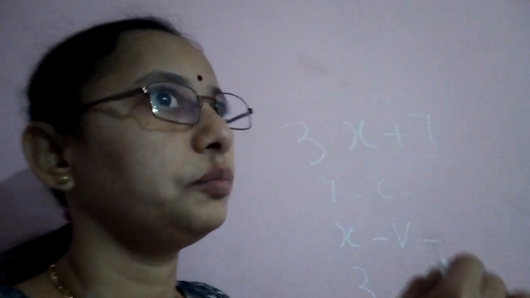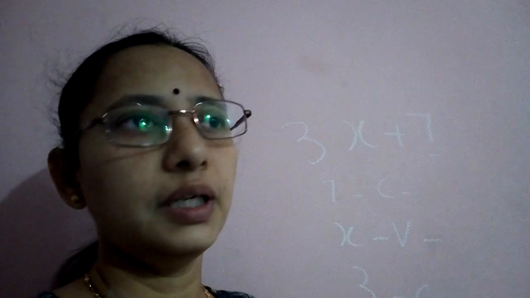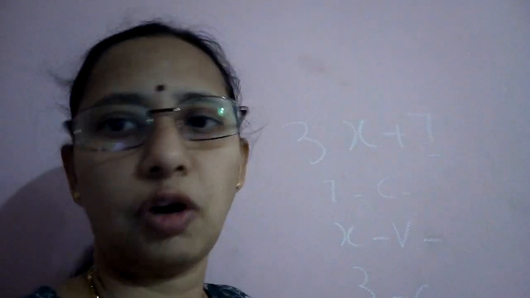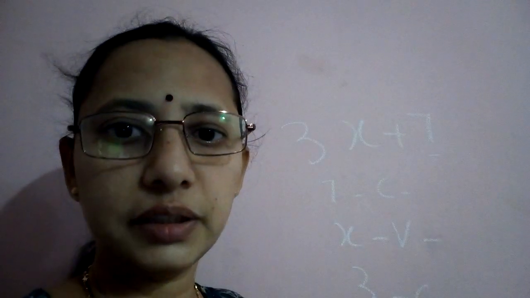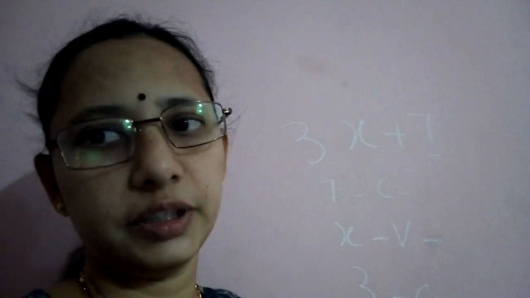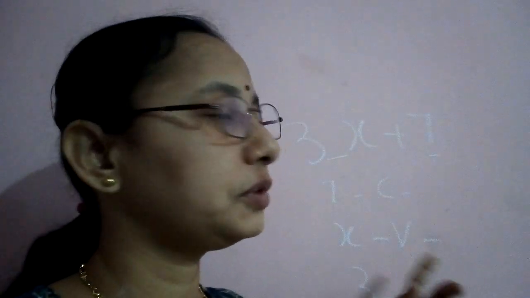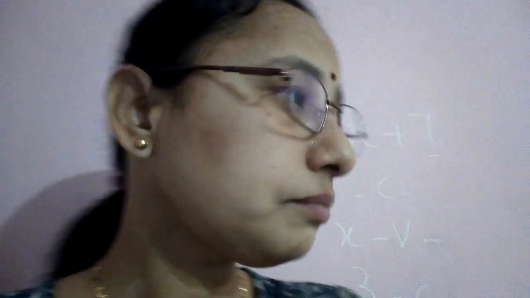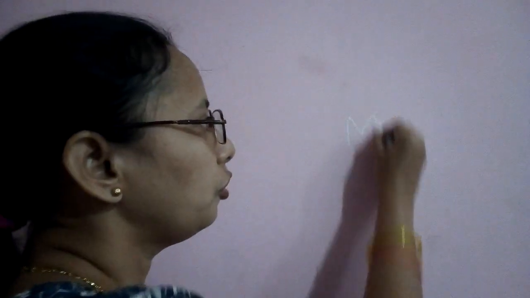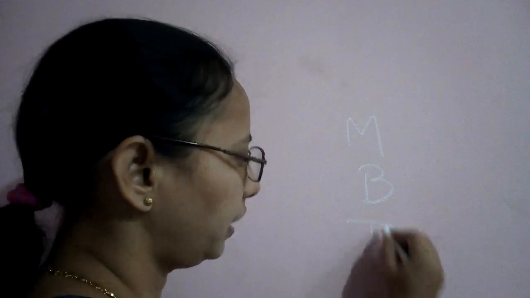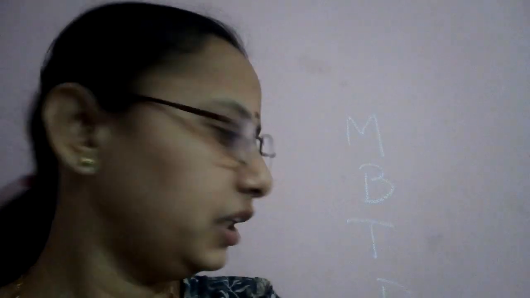The other important thing we have to know is about terms. Terms are either a combination of variable and constants, or an individual constant or individual variable. Like here for this expression, 3x and 7 are the two terms. The other thing we have to know is how many types of algebraic expressions we have. Mainly we have five types: monomial, binomial, trinomial, polynomial, and multinomial.